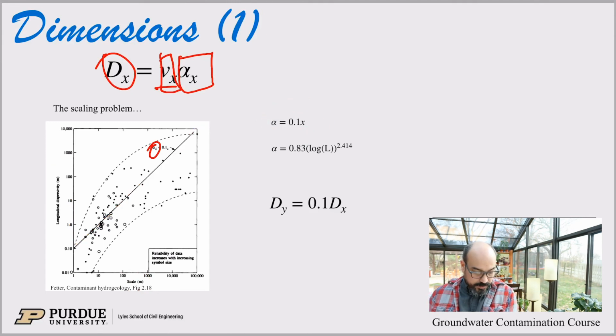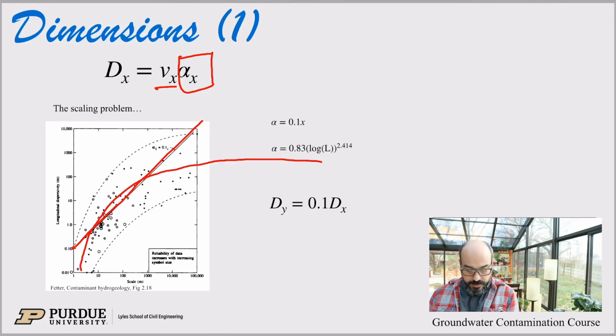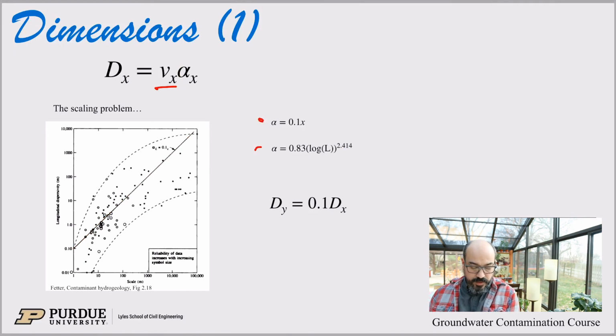However, you can see here that this line obviously is not a very good fit to the data, and the data looks like it's more like a log trend. So if we want to fit a log, instead of just 0.1x, which is the easiest one, we can use this equation here. I forget the authors of the original equation, but anyways, 0.8 log of the length scale to the power of 2.4, and that typically gives a little better approximation of the dispersivity.